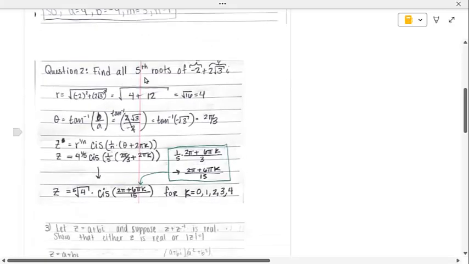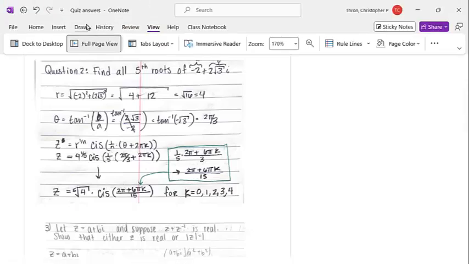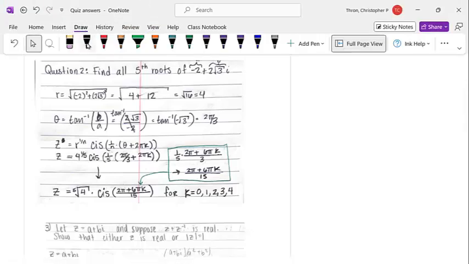Okay, question 2. Find all fifth roots of minus 2 plus 2 square root of 3 i. First of all, you want to convert this to polar form, and a good thing would be to plot it. I didn't see anybody graph anything. But if you graph things, that's really very helpful, and it gives you some idea of what's going on.